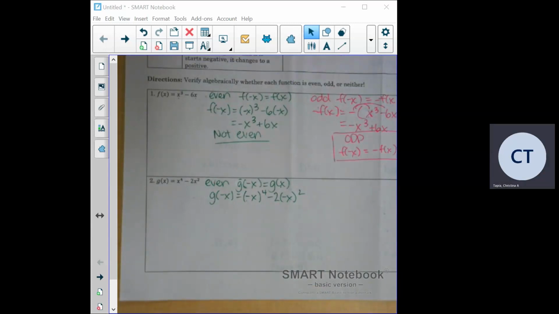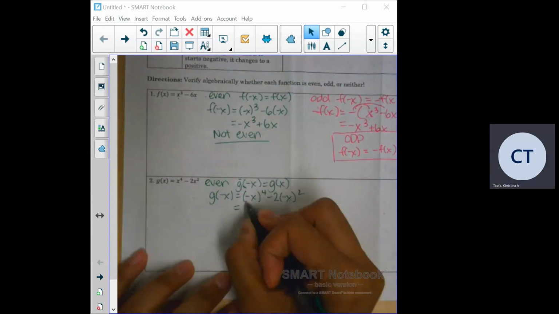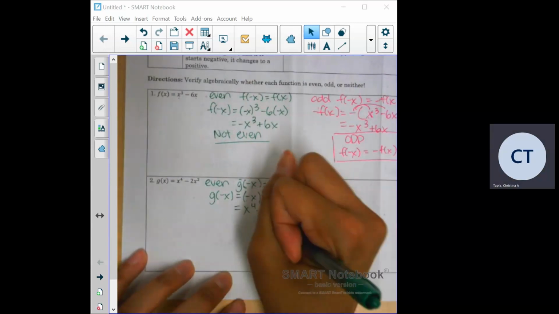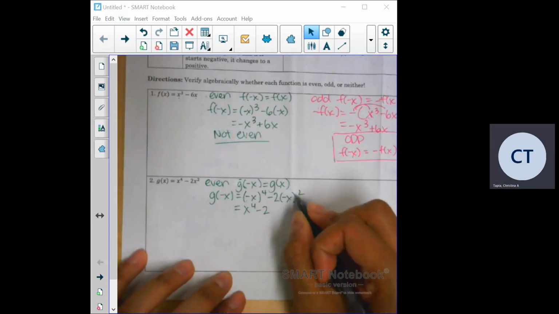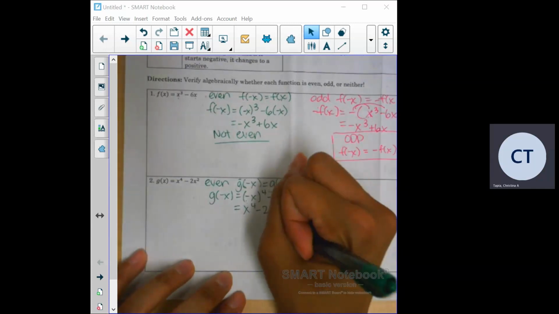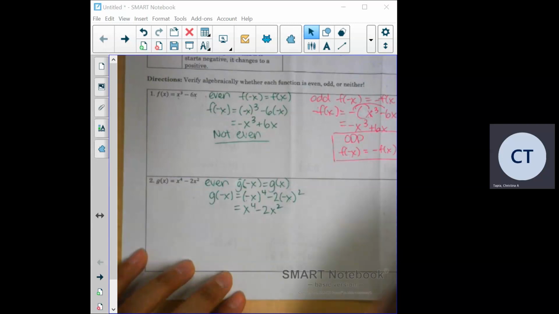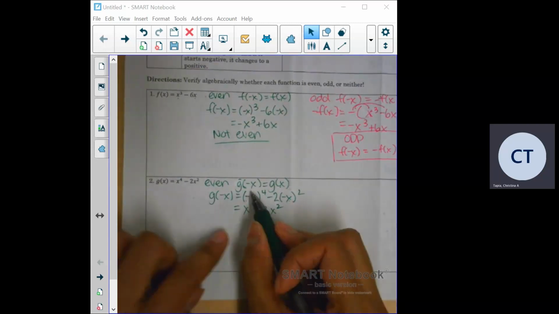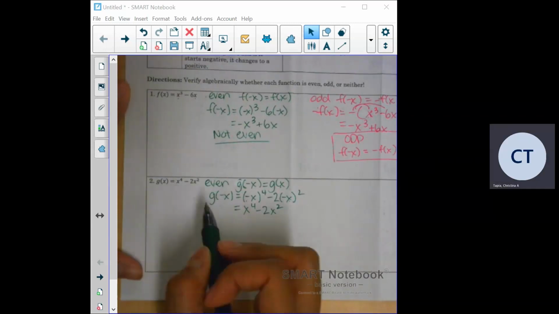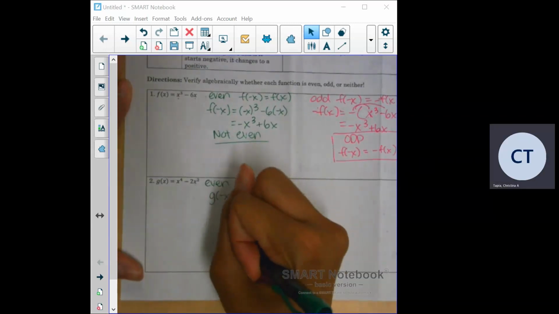When you're raising a negative x to an even exponent, does it come out as positive or negative? Positive. So negative x to the 4th power is just x to the 4th power. I'm going to recopy the negative 2. Negative x squared, all of this is going to turn positive. So it's just going to become positive x squared. So to see if it's even, does this statement match up with the original? Yes, it does. So that means that this is even.